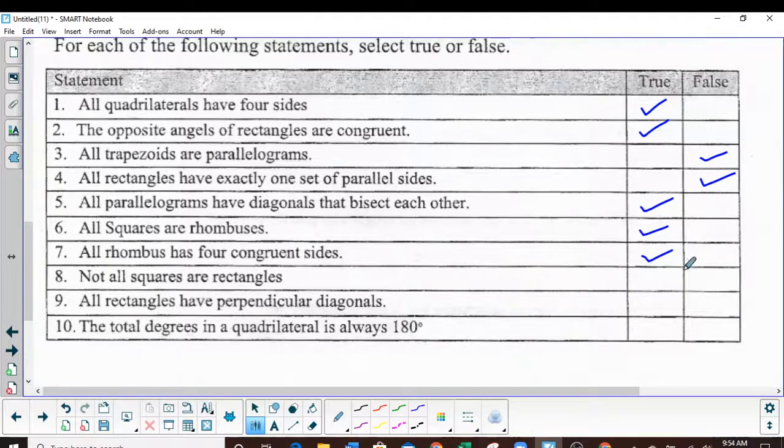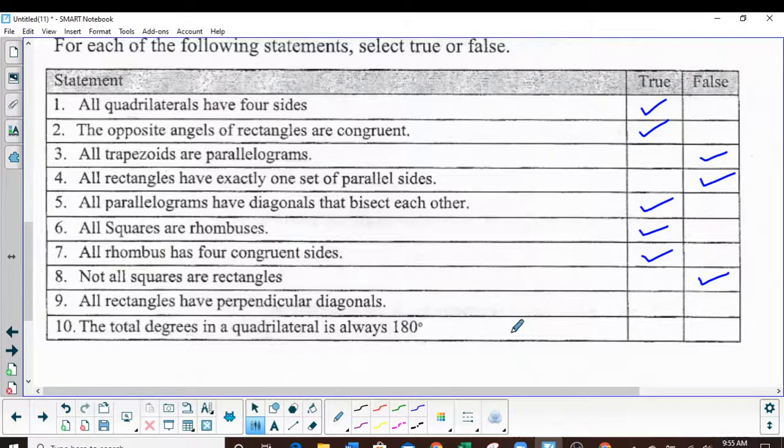Not all squares are rectangles. That is false. All squares fit the definition of a rectangle. The definition of a rectangle is two pair of parallel sides, four 90-degree angles. That's a square, okay? The reason a rectangle is not always a square is because squares have four congruent sides and not all rectangles do. So that's the difference between those two.